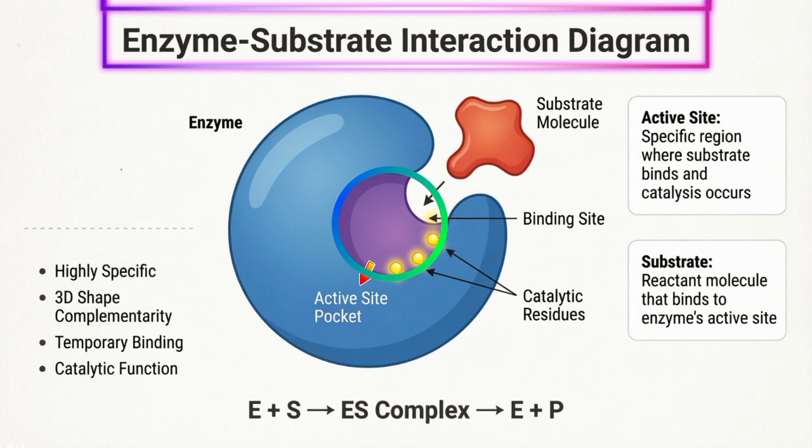Scientists often call this the lock and key model. The enzyme is the lock, and the substrate is the only key that fits. This ensures that enzymes are highly specific. An enzyme for digesting sugar will not accidentally digest proteins.